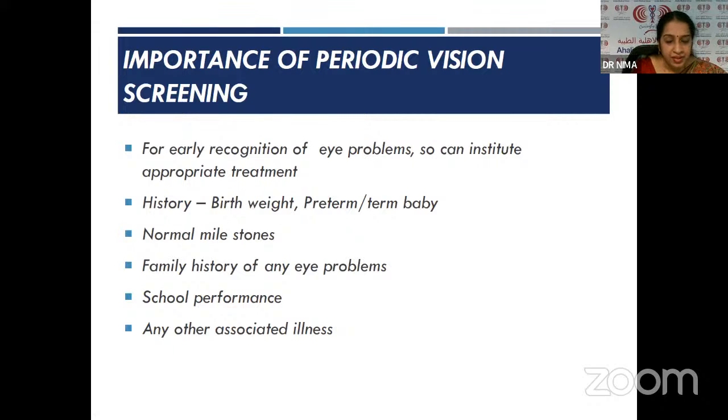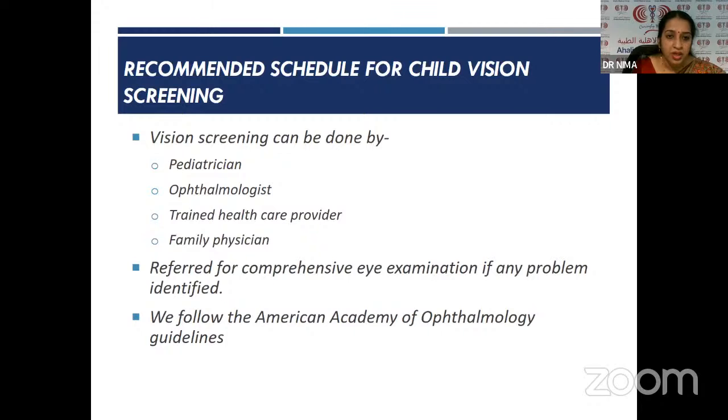So when we are examining the child, we ask about the history. In the history, we usually ask about the birth weight of the baby, whether it was a preterm or term baby, and whether the baby has achieved the normal milestones. And in the family history, we ask whether there is any history of eye problems. And if it is a bigger kid, we ask about the school performance and any associated illnesses, which can all give clues to any underlying vision problem, which will be easier to identify. So vision screening can be done by the pediatrician, ophthalmologist, a trained healthcare provider, or a family physician.